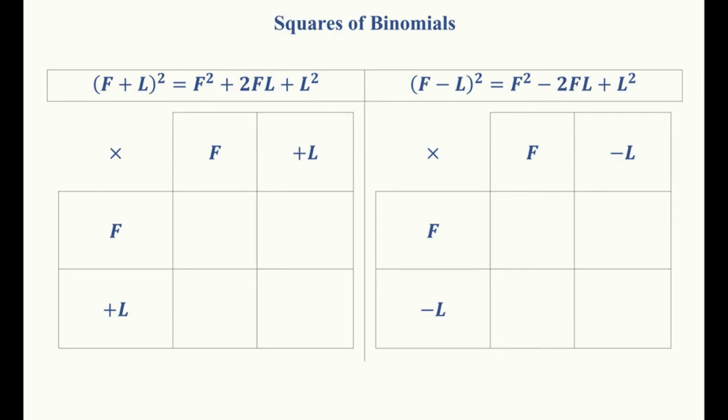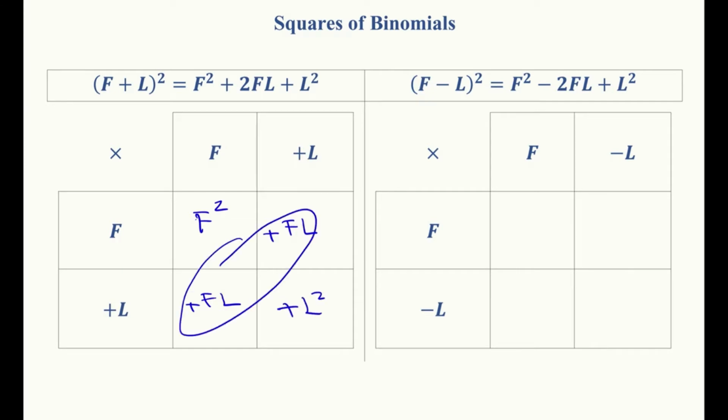If we simply do a quick tabular multiplication, we can see that f times f here will give us f squared. Here f times positive L will give us plus fL. Here positive L times f gives us another positive fL. And finally L times L will give us positive L squared. And of course if we combine those two, that's where the 2fL comes from. So we get f squared plus 2fL plus L squared.